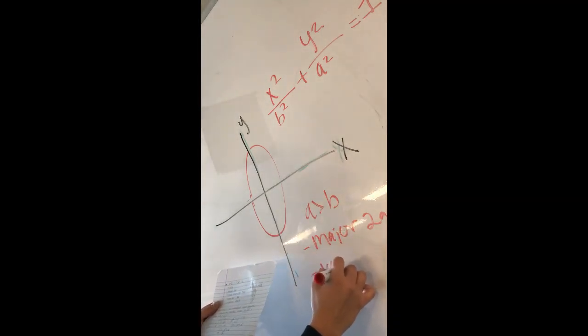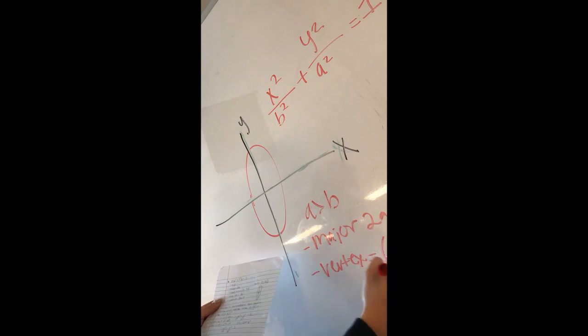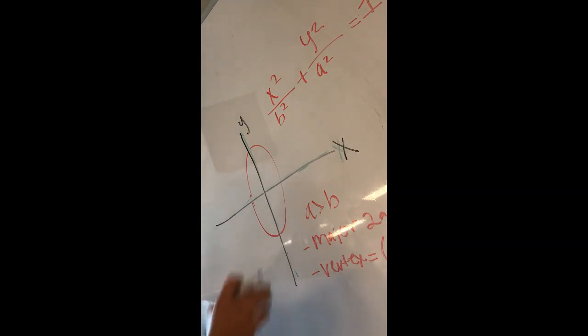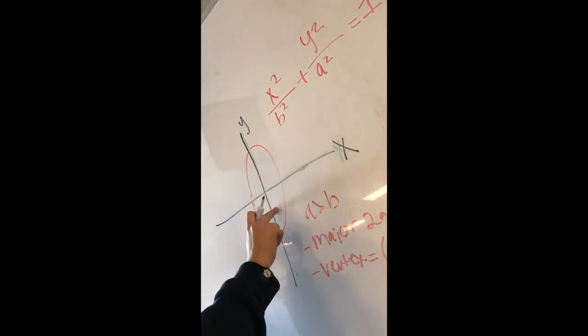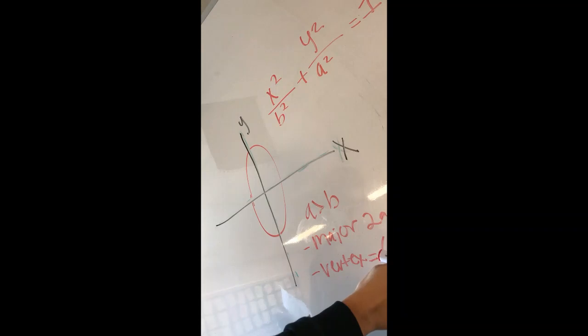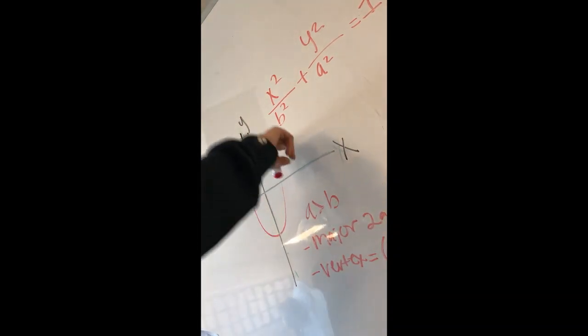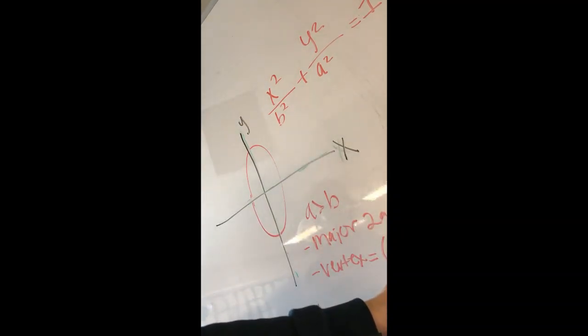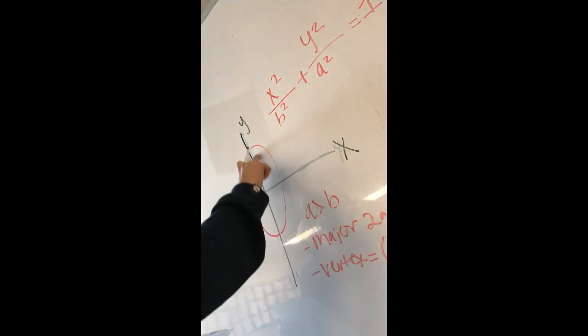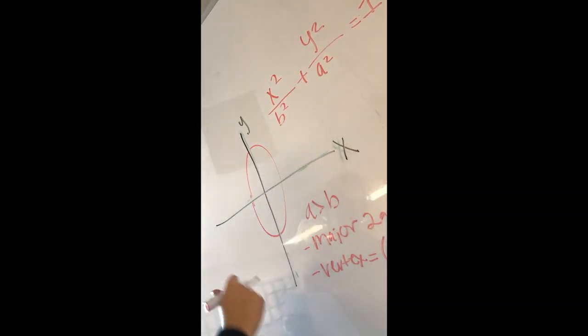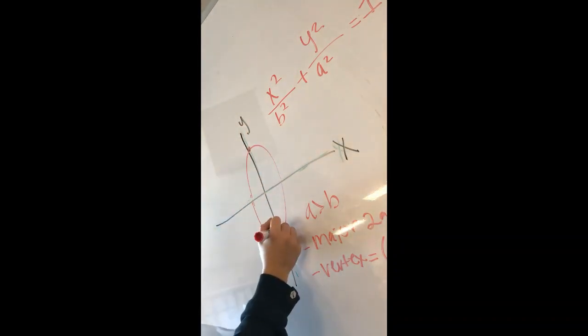The vertex coordinates are going to be 0, plus or minus A. And the reason it's plus or minus is because they're on both sides. Your major is on the y-axis, so you're going to be filling in your coordinate into the y, and the x is going to be 0. It's got to have one negative, one positive, because remember our vertexes are here. Okay?